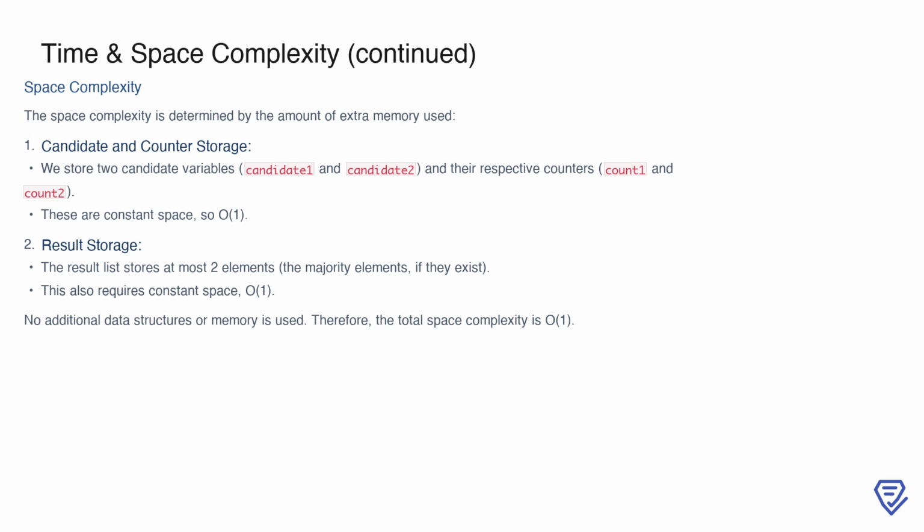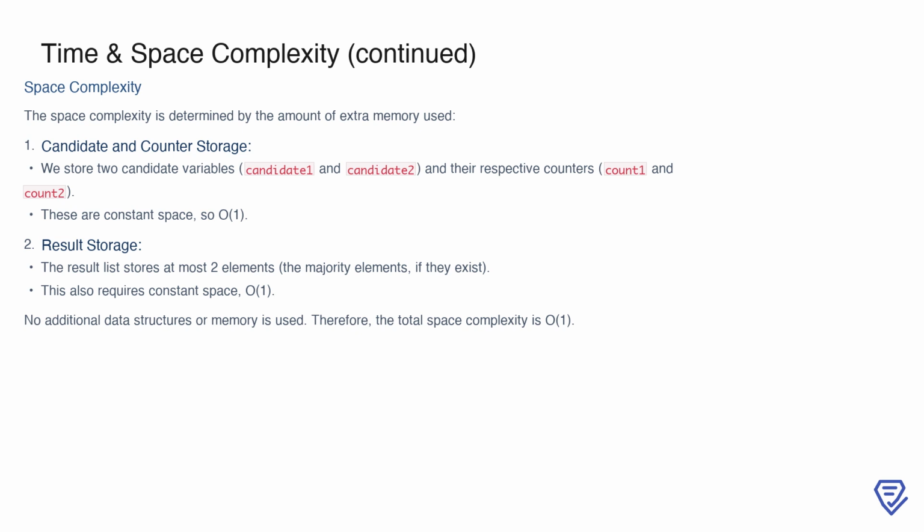Now, let's consider the space complexity of the algorithm. The primary contributors to space usage are the candidate variables and their counters. Specifically, we maintain 2 candidate variables, candidate 1 and candidate 2, along with their respective counters, count 1 and count 2. These require a fixed amount of memory, regardless of the size of the input array, so they contribute a constant space complexity of O(1).